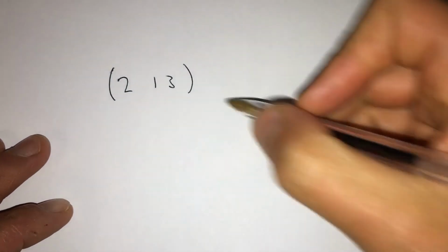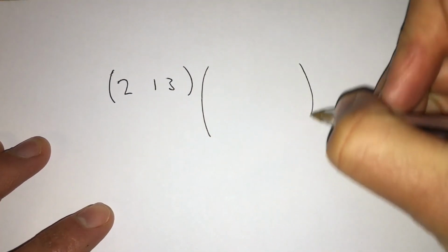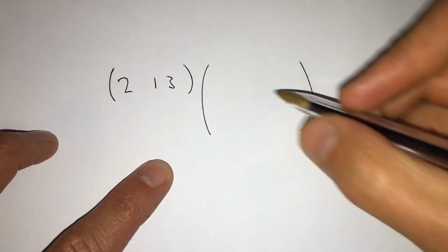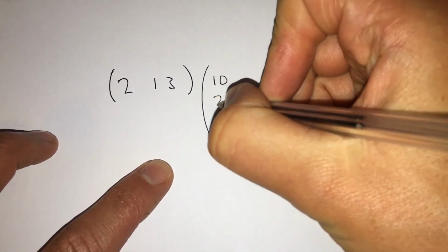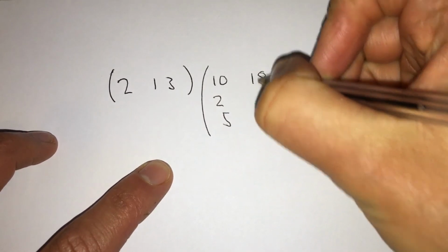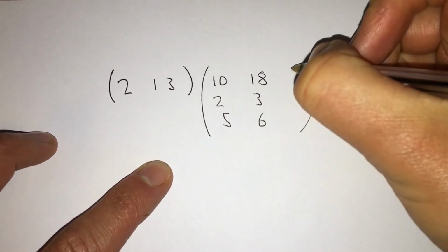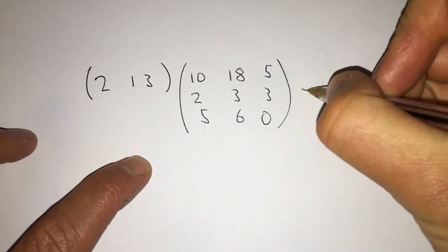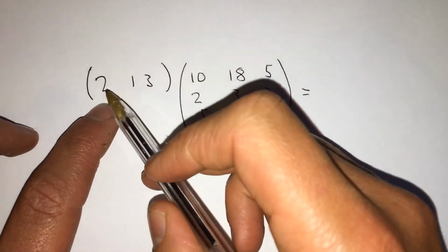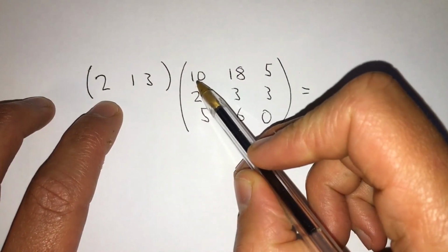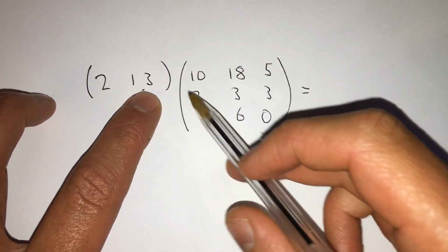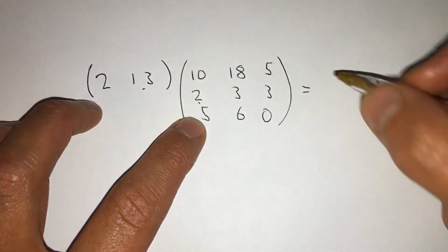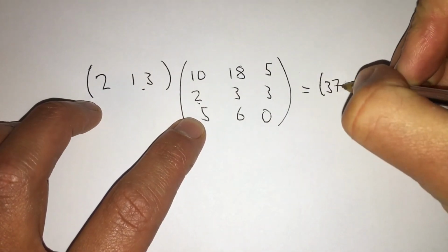So we'd have the cost, first of all, that's 2, 1, 3. And then we'd have all the different amounts that were sold at the different times. So we got 10, 2, 5, 18, 3, 6, 5, 3, and 0. And when we multiply these two matrices together, we do 2 multiplied by 10 plus 1 multiplied by 2 plus 3 multiplied by 5. And that gives us the 37 that we had before.